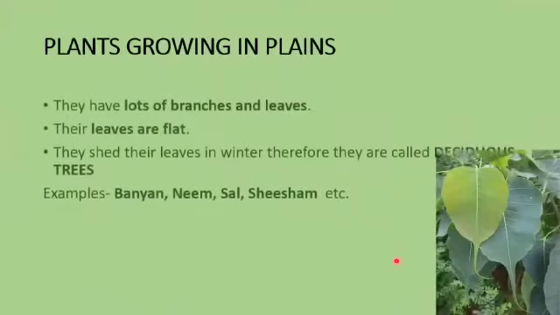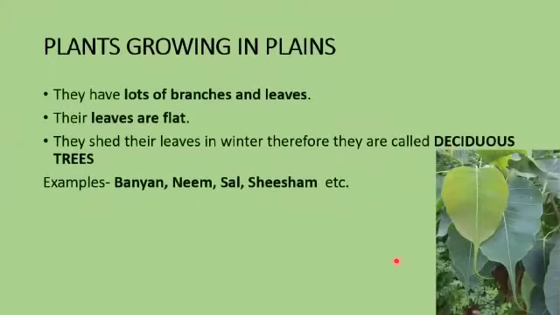Let us see the key points again which you have to remember. They have lots of branches and leaves. Their leaves are flat. They shed their leaves in winter. Therefore, they are called deciduous trees. You can see the examples: banyan, neem, sal, and shisham.